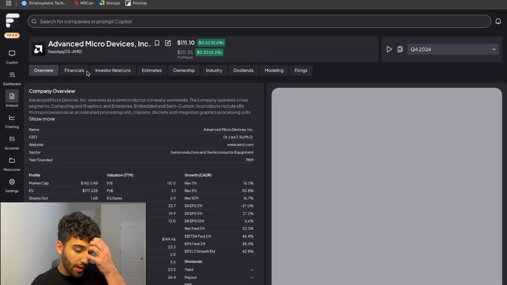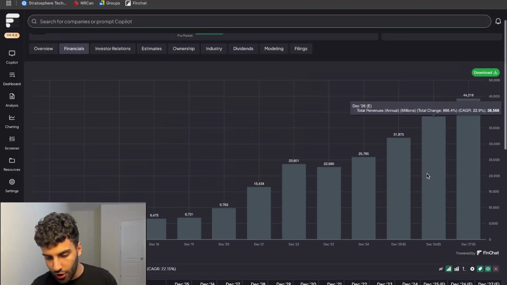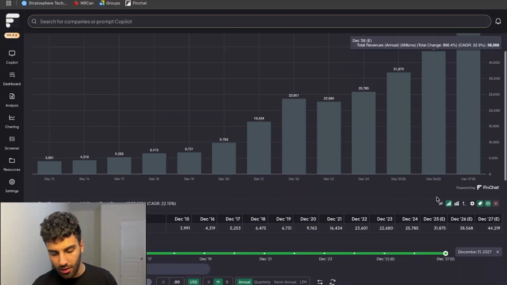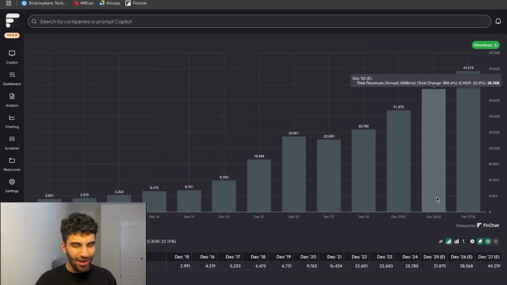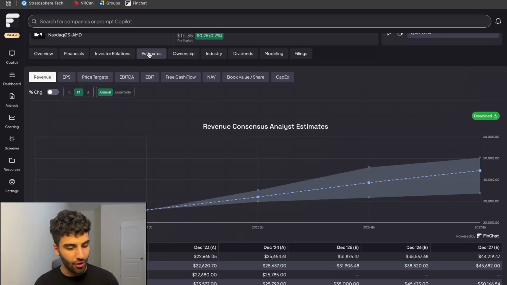Even if we assume that, for example, the analyst estimates work out over the next couple of years, you could see that there's a huge boost in revenues over the next handful of years. But when it comes down to it, it's going to be really, really difficult to get a gist of how predictable these revenues are, even with these analyst estimates. They're exactly just that.